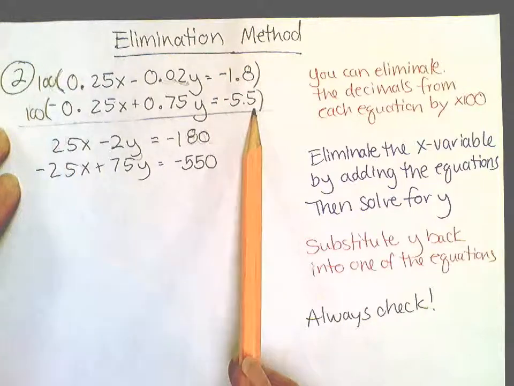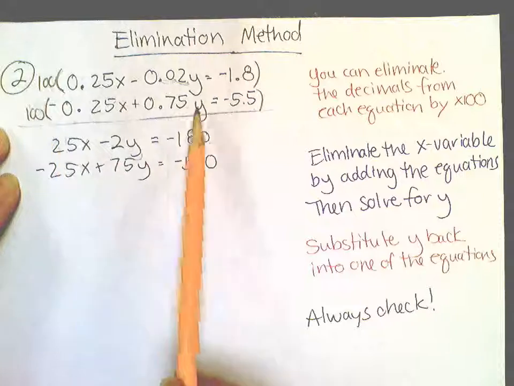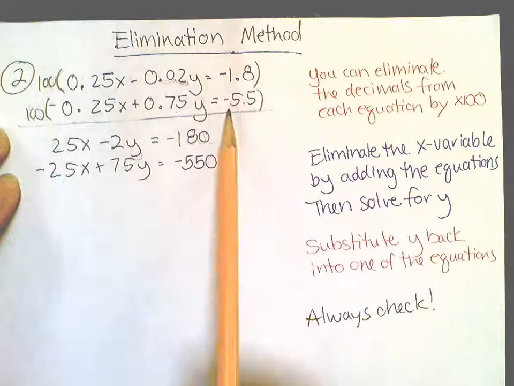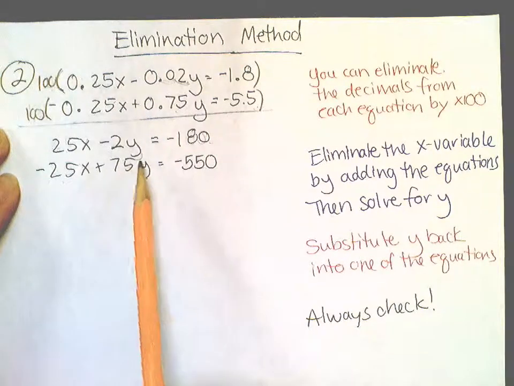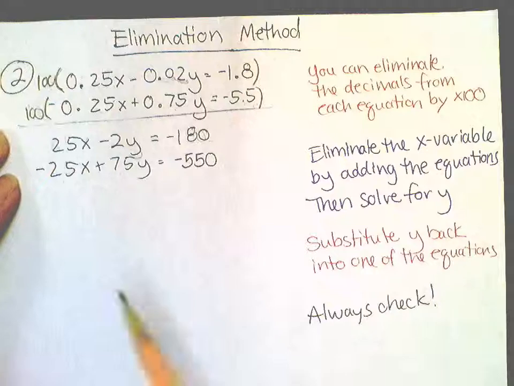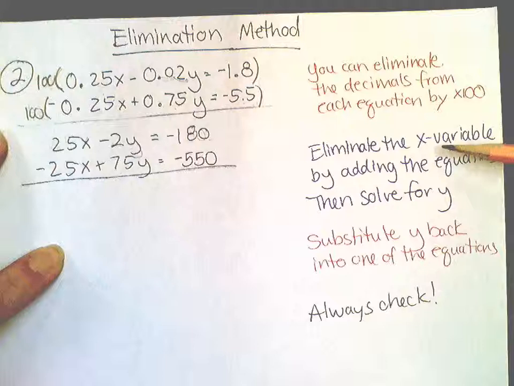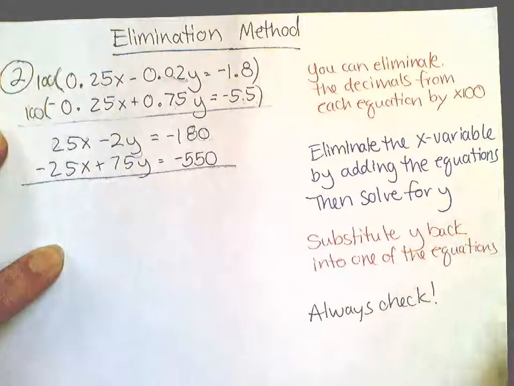Same thing through on the bottom problem. 100 times negative 0.25, I'm going to get negative 25x. 100 times 0.75, 75y. 100 times negative 5.5 is negative 550. Now it just maybe looks a little bit nicer. And you want to eliminate the x variable now because it has equal and opposite coefficients, by adding the equations.